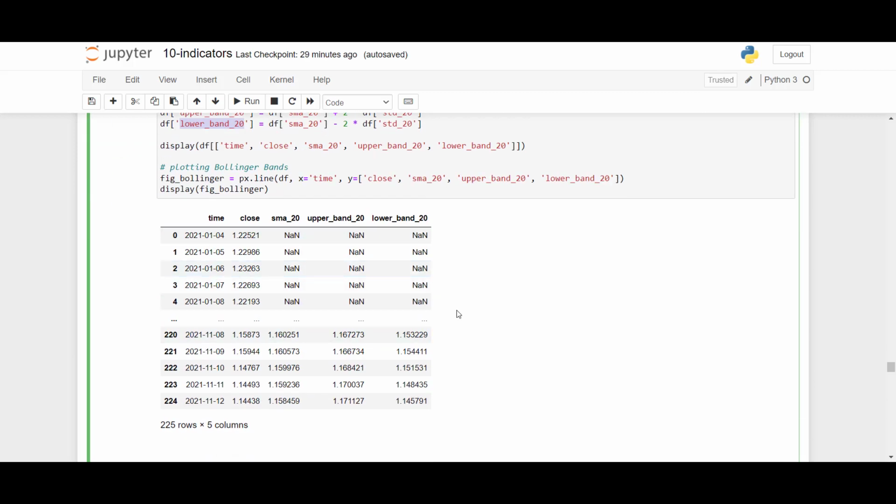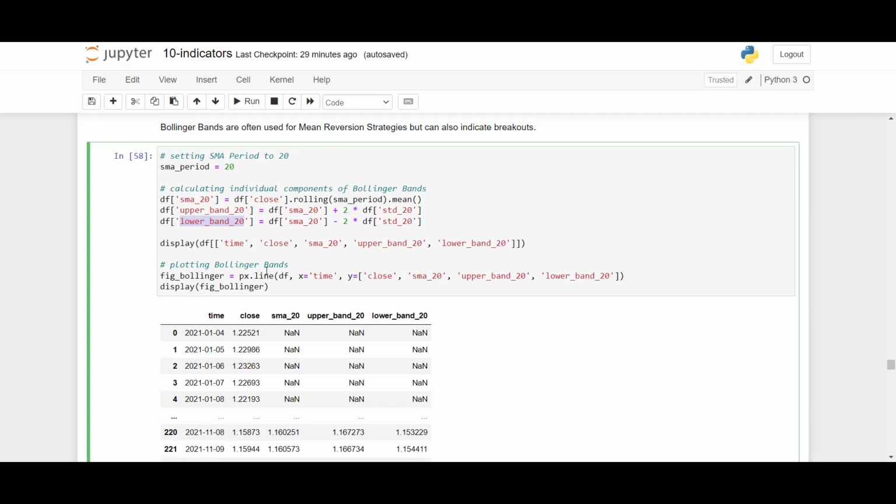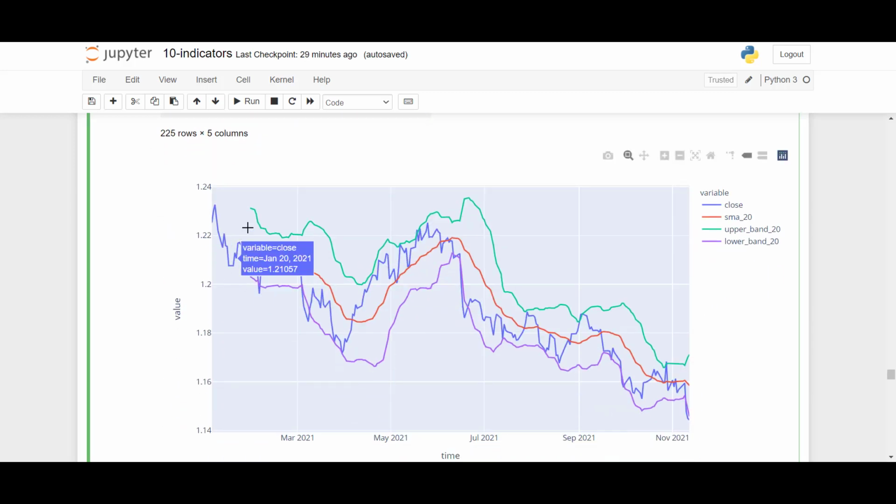So here we have the resulting data frame with the SMA, upper band, lower band. And to plot the Bollinger Bands, we just take all these columns here, the close, the SMA, the upper band, the lower band, and this is the resulting chart. So here the red line is the simple moving average, the green line is the upper band, and the purple line here is the lower band. So this is how you plot or calculate the Bollinger Bands.